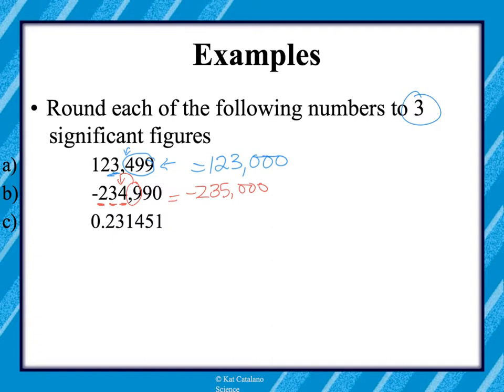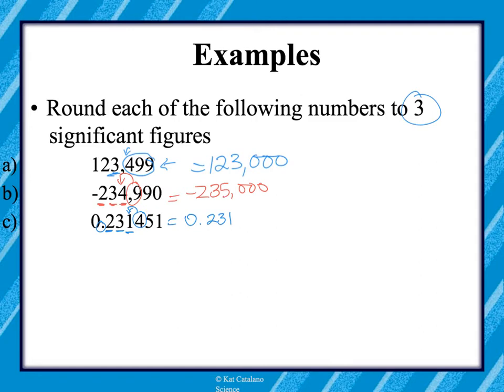My next example, I do have a decimal. So I'm going to start looking at all of the digits that follow that decimal. This is going to be 1, 2, 3 sig figs. That 4 is not enough to round the 1 up. Remember, in order to round up, it needs to be 5 or greater. So this is going to round to 0.231. And that gives me the correct number of significant figures.